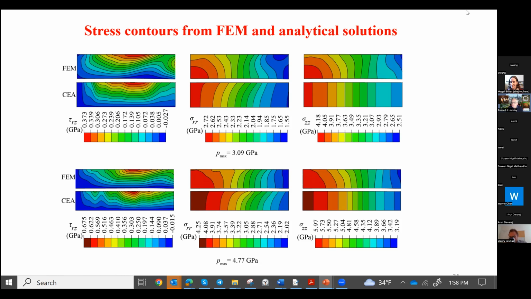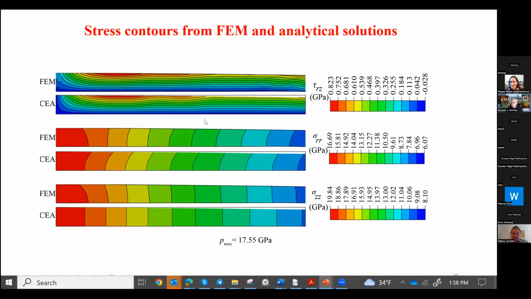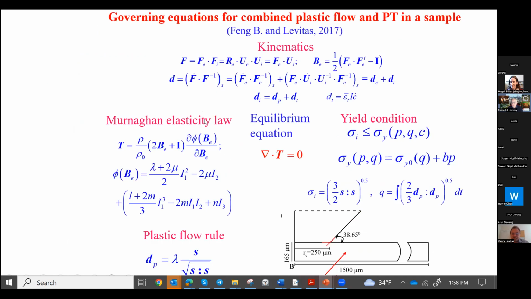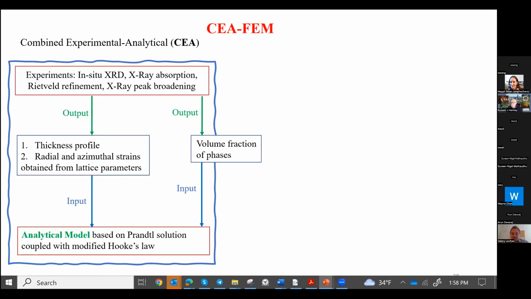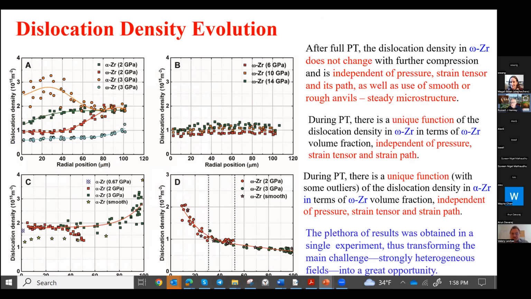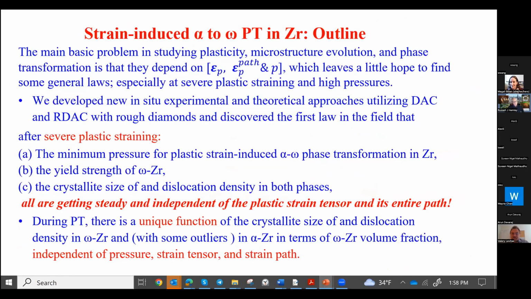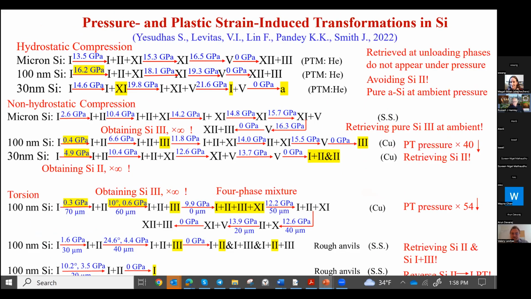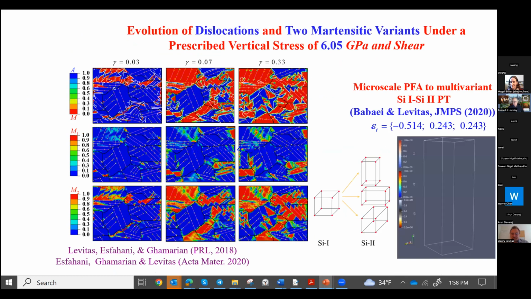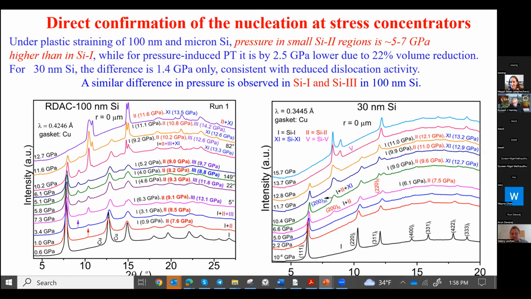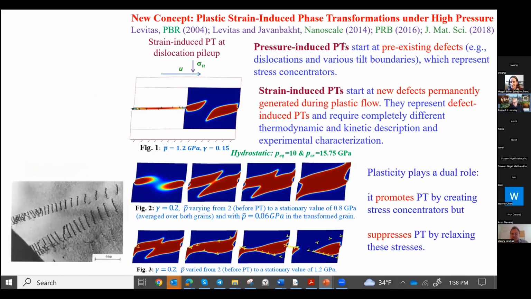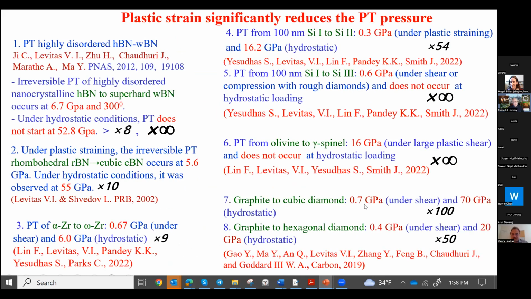Oh, sure. It's Wu Yuan from GIA. At the very beginning, you mentioned that graphite could transfer to a cubic diamond, basically a diamond structure, under pressure like 0.7 GPa within the shear force environment, but at hydrostatic it is 70 GPa. Do you mean this is a room temperature phase transformation? Yes, this is at room temperature. Okay.